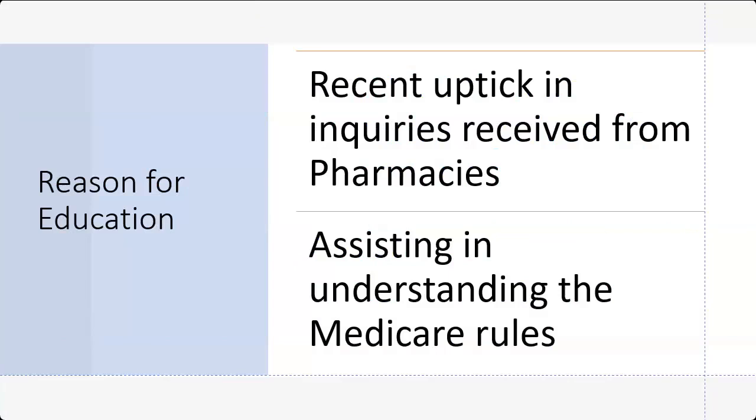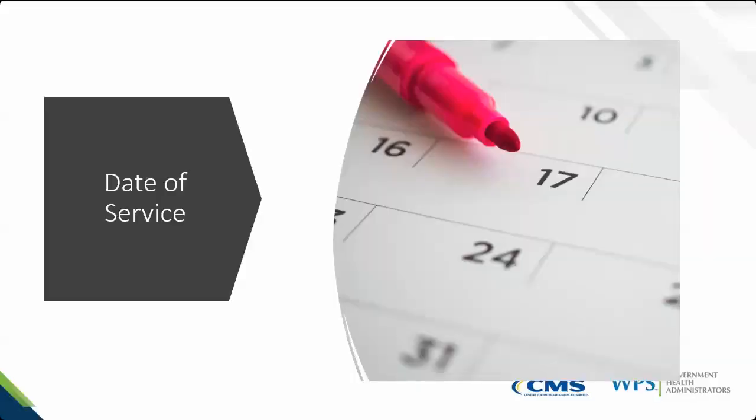We're still in the flu season. Pharmacies provide vaccines for flu, pneumonia, and COVID. Through the inquiries we've received, we've identified some areas where the pharmacy may need additional information. The first is the date of service. The date of service is the date that you actually provide that vaccine to the patient. You cannot submit it until the Medicare beneficiary actually receives the vaccine.